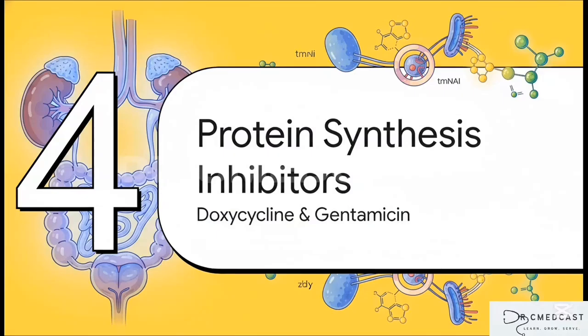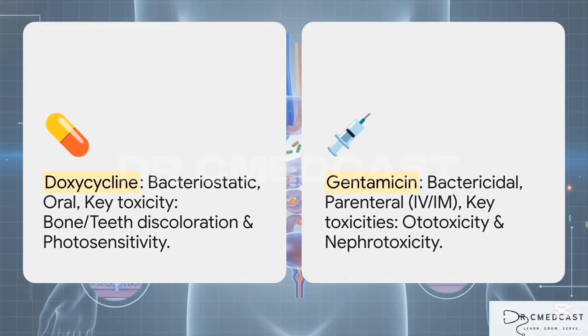Next up, let's look at two protein synthesis inhibitors. Now, even though doxycycline and gentamicin both have the same general target, the bacterial ribosome, their pharmacological profiles, their uses, and their toxicities are really worlds apart. Let's compare them head-to-head. Yes, both of them target the 30S ribosomal subunit to stop protein synthesis, but that's pretty much where the similarities end.